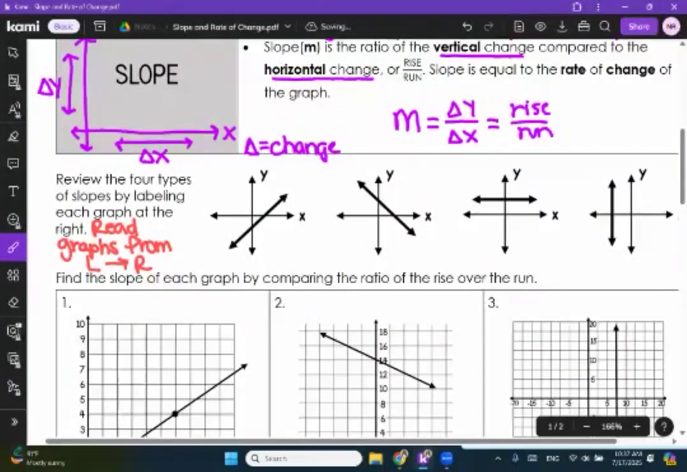Okay. So if we look at this line right here that's graphed, we start at the bottom, on the left side of it. You've got your negative numbers here, positive numbers here. And we would go up and to the right. Since we are going up, our slope is going to be positive.